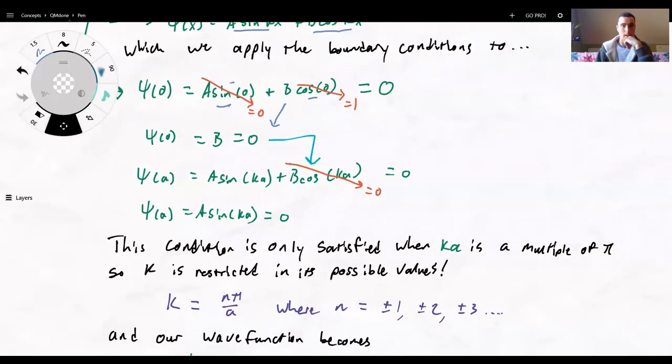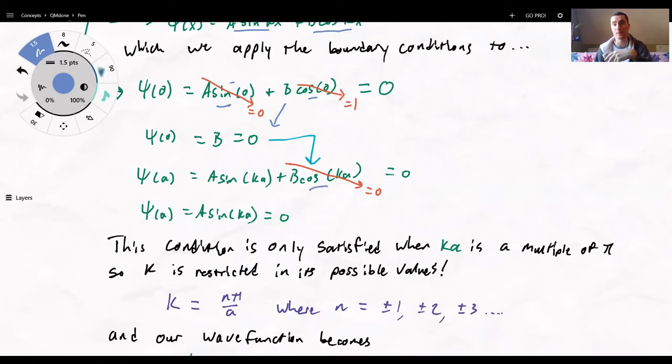All right. So now we're going to apply our second boundary condition. In this case, that psi of a has to be equal to 0. So here, psi of a, we have equal to a sine ka plus b cosine ka, but we already know that b is 0. So this component just falls out of the equation anyway. So at psi of a, we just have a times sine ka, which is equal to 0.